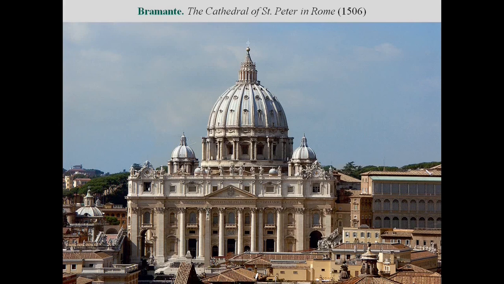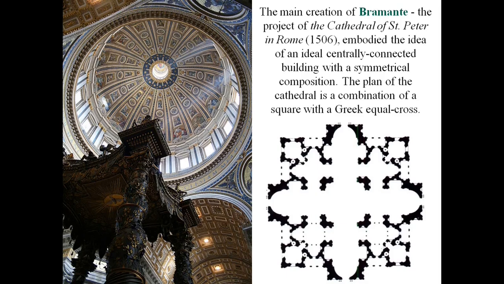The Pantheon in Rome and the Cathedral of Florence served as examples for the creation of St. Peter's Cathedral. The dome of the cathedral rises to the height of 136.5 meters from the floor of the basilica to the top of the crowning cross. So it's the highest dome in the world. The cathedral's project embodied the idea of an ideal, centrally planned building with a symmetrical composition.